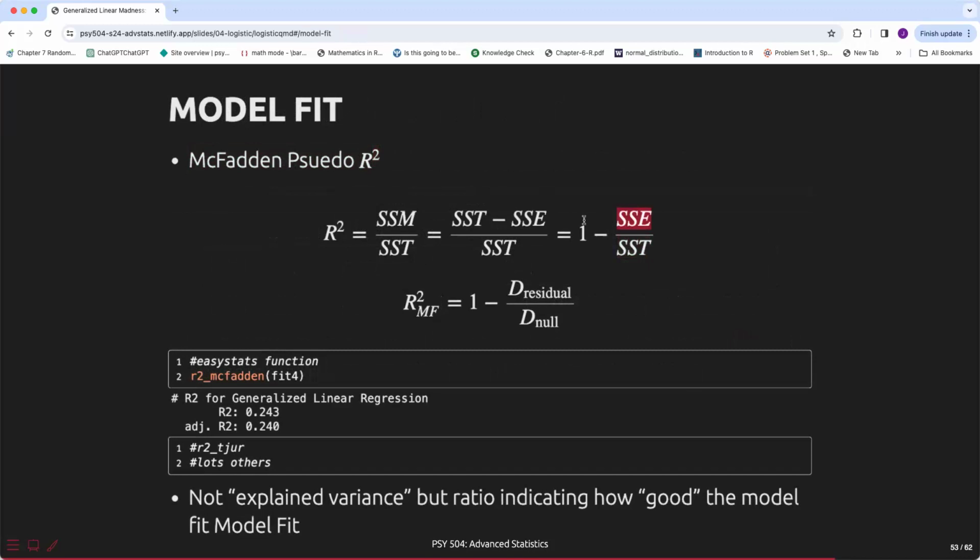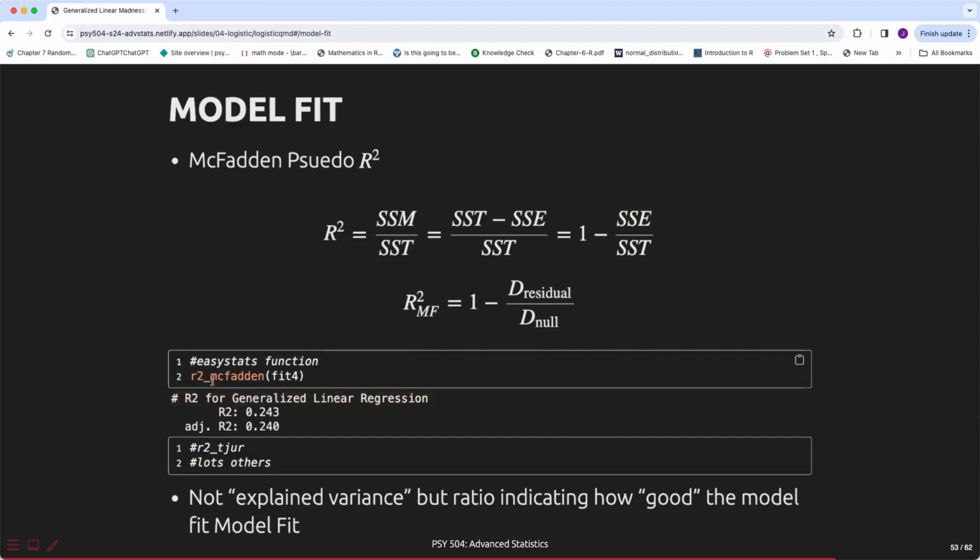In logistic regression and things with maximum likelihood, we can't use sums of squares, so we calculate these things called pseudo R squareds. And there are a whole host of different pseudo R squared measures. One of them that's quite commonly used is called McFadden's R squared. McFadden's is fairly easy to calculate, which is why I'm highlighting it here, where you just take the residual deviance in the summary output and divide it by the null deviance, and then subtract that from 1, and that gives you the R squared.